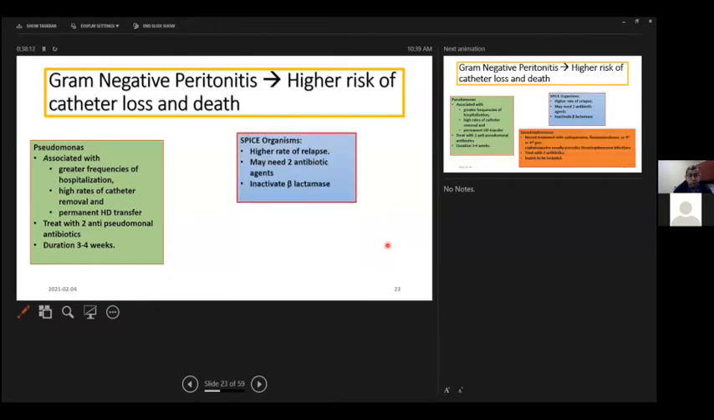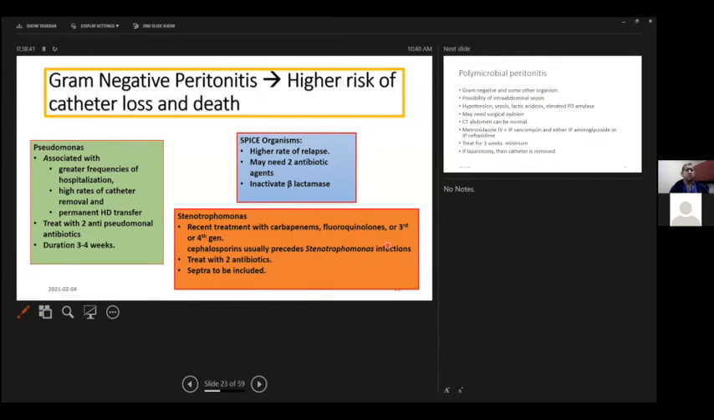What if you have SPICE organisms? Now, SPICE, as you know, has been associated with infective endocarditis. These organisms are notorious. They could cause a high rate of relapse, and they need two antibiotics, just like Pseudomonas. So I usually treat them as Pseudomonas. And they inactivate the beta-lactamase, so we have to go for carbapenems, fluoroquinolones, ceftriaxone, or aminoglycosides. These are the SPICE organism characteristics.